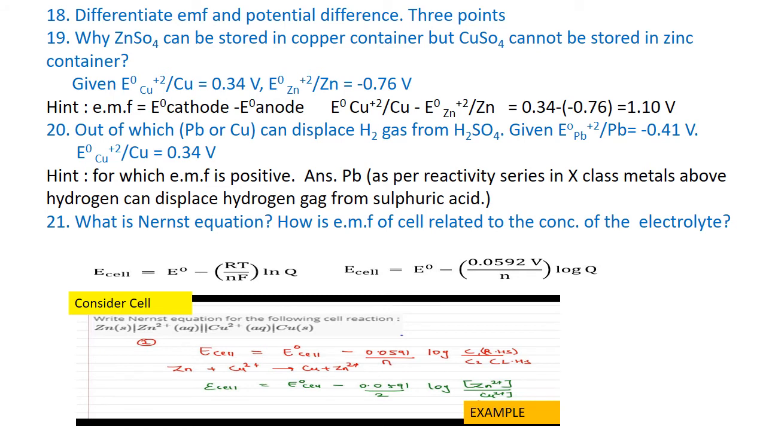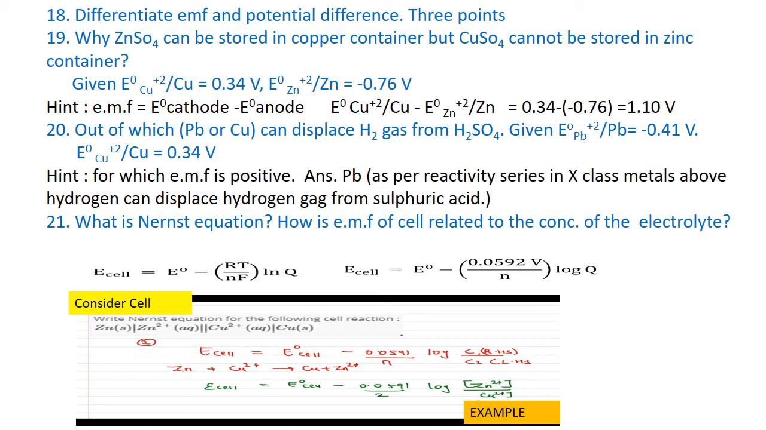Question number 19. Why can zinc sulfate be stored in a copper container but copper plus 2 cannot be stored? So you have to write down the reaction between the substances and suppose that the reaction is taking place. So in the case of zinc plus 2 and copper reaction, if the value of EMF is positive, it must not be stored, and if it is negative, the compound can be stored. So you have to remember these points while explaining this question.